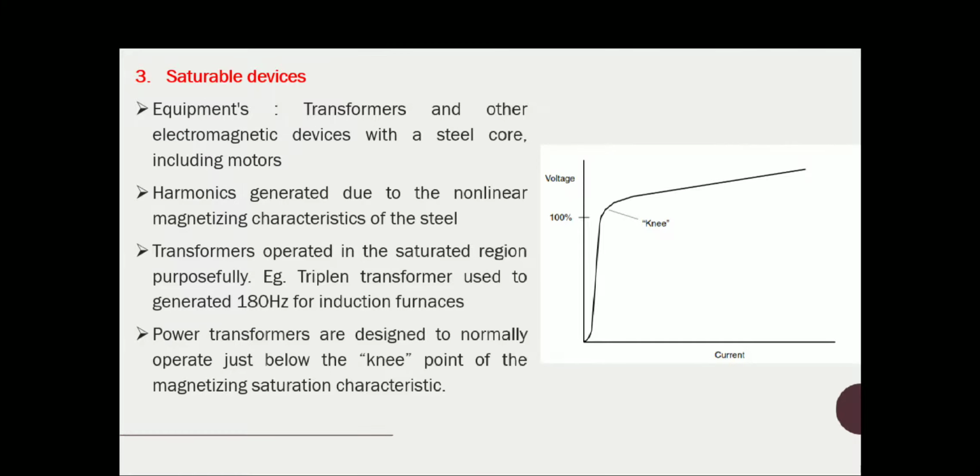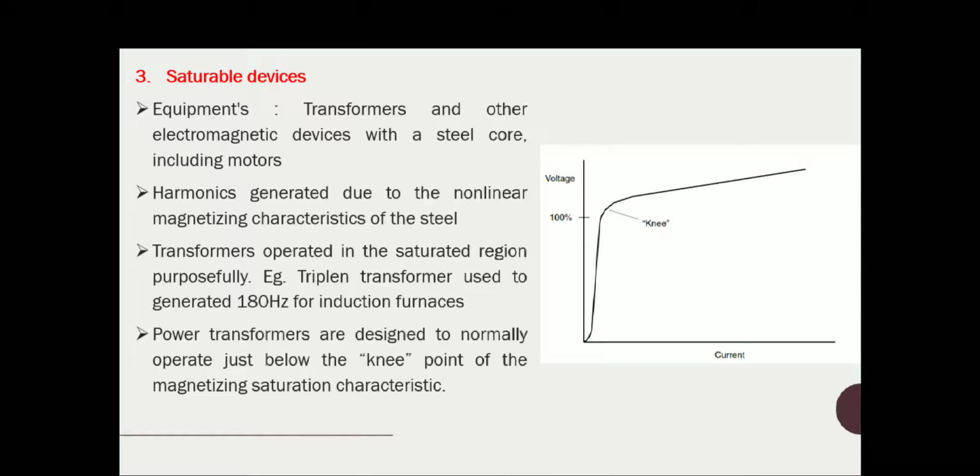Then saturable devices. Equipment in this category includes the transformers and other electromagnetic devices with a steel core, including motors. So harmonics are generated due to the nonlinear magnetizing characteristics of steel. You can see the transformers operated in a saturated region purposefully. The power transformers are designed to normally operate just below the knee point. Below the knee point, you can see the magnet current VI characteristics here. Below the knee point, it is almost linear. After that, in that magnetic saturation characteristic, above the knee point, the VI characteristic is non-linear as shown in the figure.